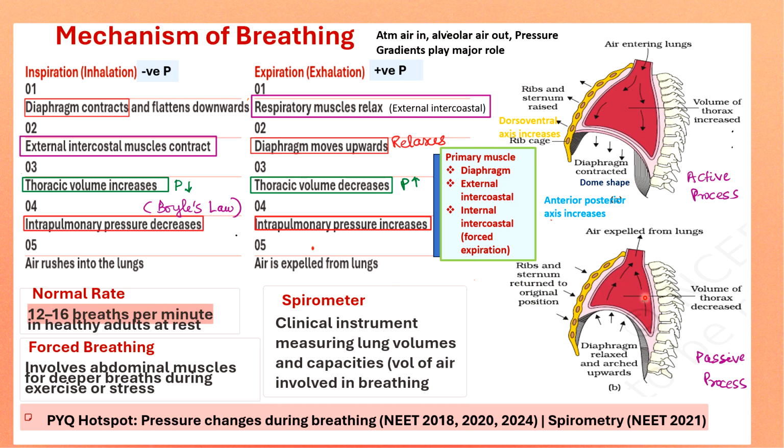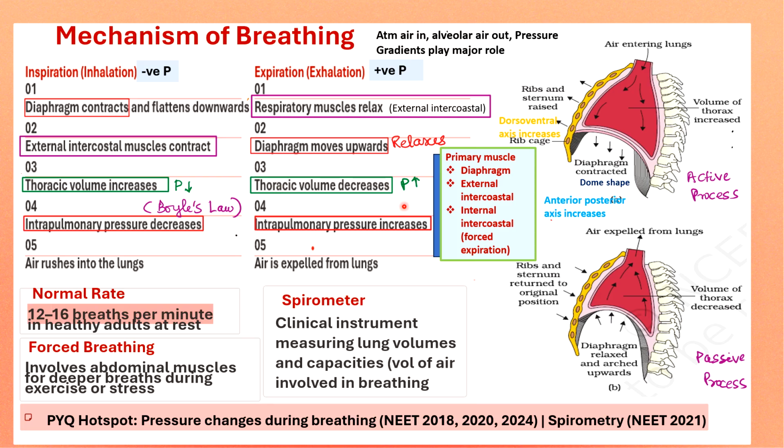Now in expiration, what happens? The diaphragm, which had contracted in inspiration, comes back to its original dome shape. It was flat in inspiration, and now becomes dome-shaped and moves up. When it moves up, there is a decrease in the anterior-posterior axis length. Also, the external intercostal muscles near the ribs relax. This relaxation decreases the length along the dorsoventral axis. The combined result is that thoracic volume decreases.